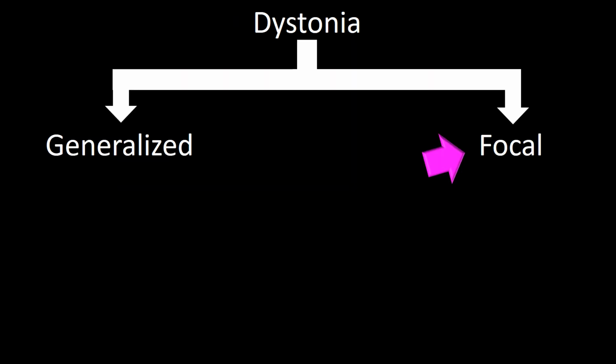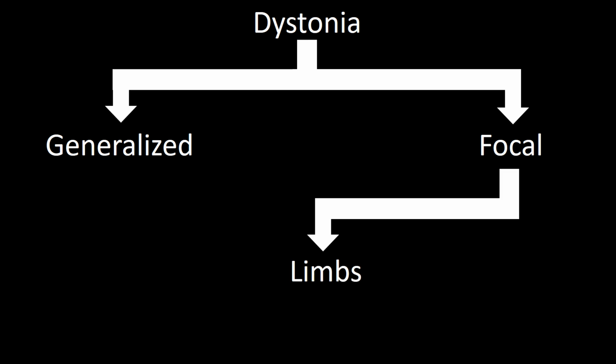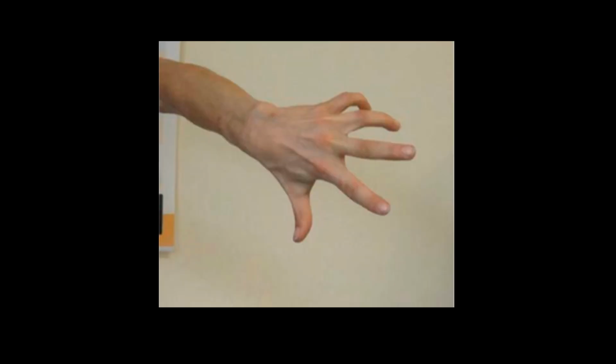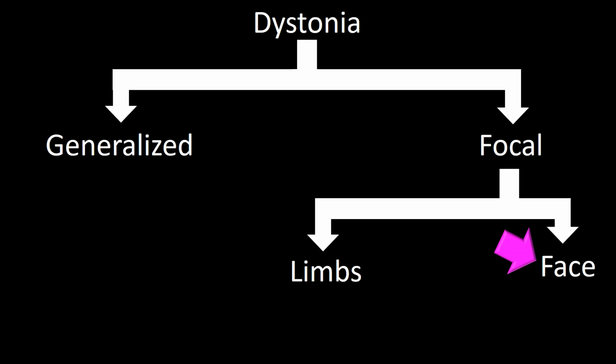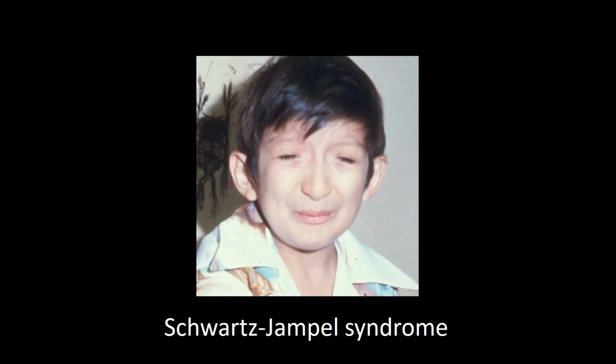Focal dystonia can selectively involve the limbs or the face. Limb involvement is rather common. The most frequent type of focal limb dystonia affects the hand. Dystonia of the hand is often the first sign of extrapyramidal disease. In the face, dystonia is less frequent.